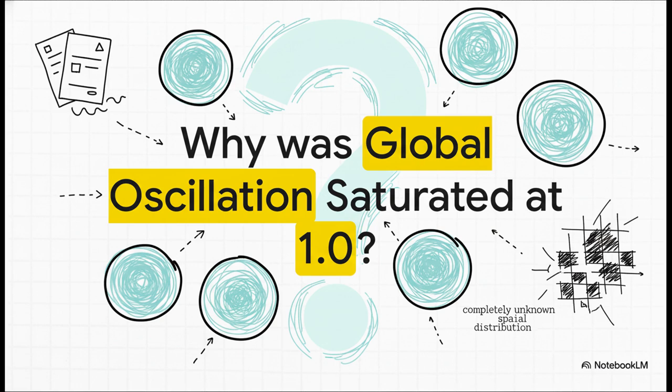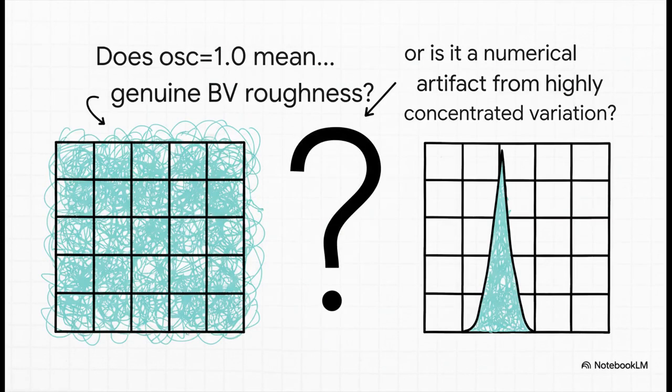But here's the thing, they never figured out the spatial distribution. I mean, where is the supposed roughness actually living on the grid? And that leads to the big question, right? Does this maxed out oscillation value mean the function is genuinely rough and jagged everywhere? Or could it just be a numerical illusion, something caused by all of the variation getting crammed into just a tiny little corner of the grid? And that is what paper 43 sets out to answer.